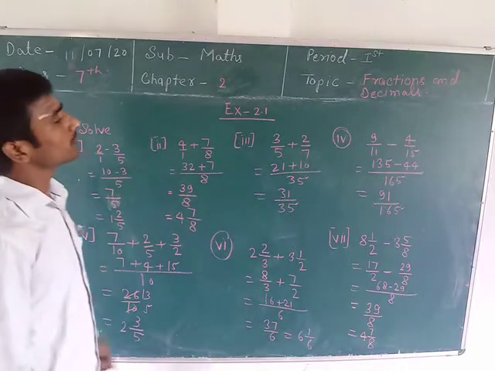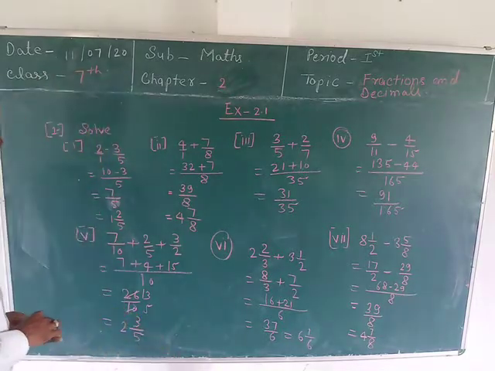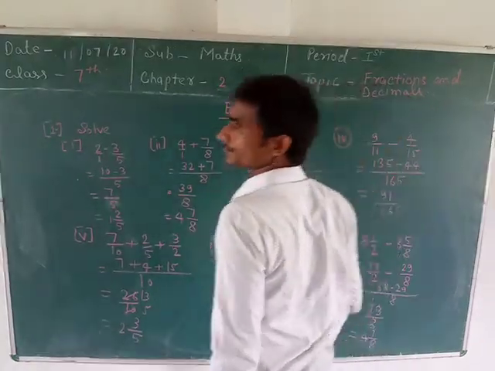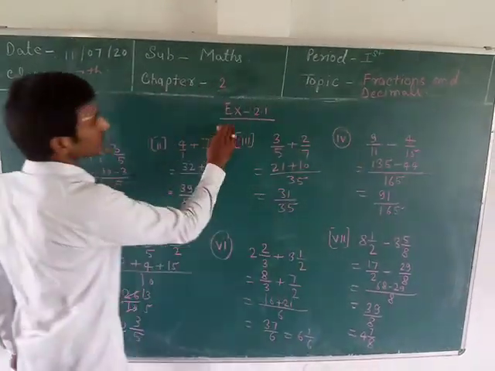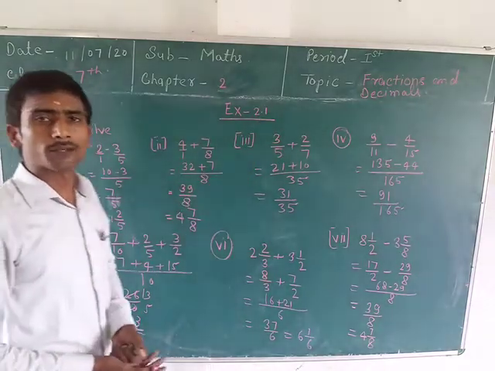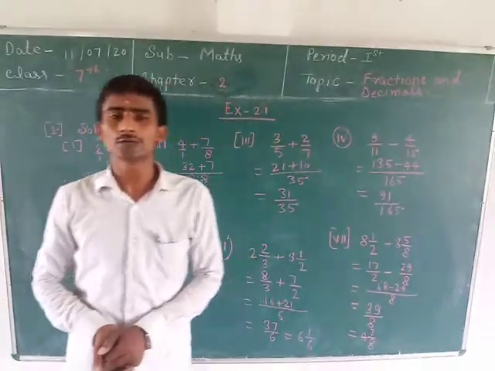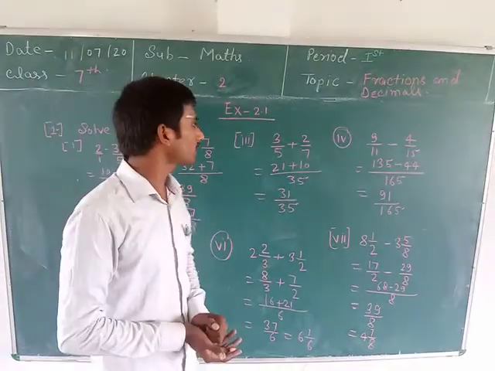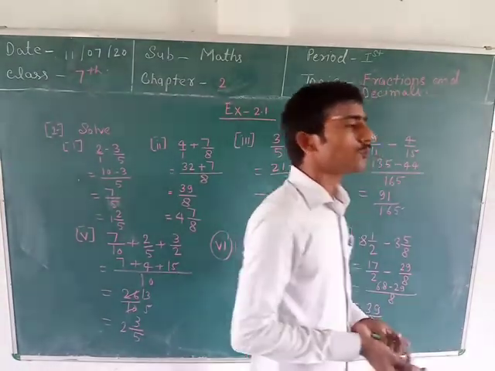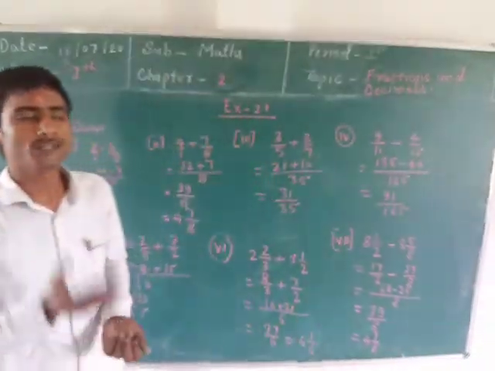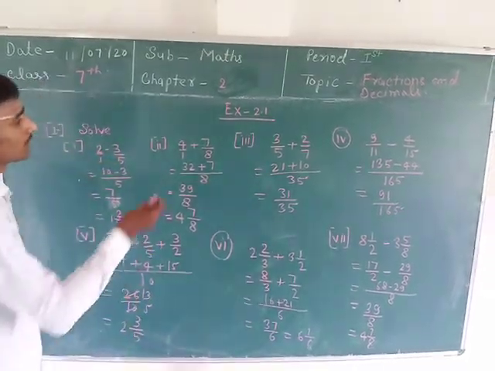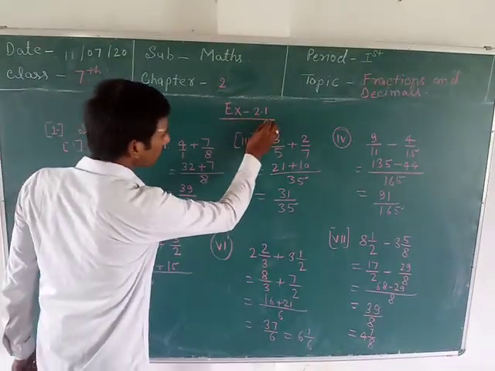Today I will teach you mathematics of class 7, chapter 2, topic fractions and decimals. Exercise 2.1. In the previous class we studied what is a fraction, what is a proper fraction, what is an improper fraction, and what is a mixed fraction. Now today we will learn about exercise 2.1.